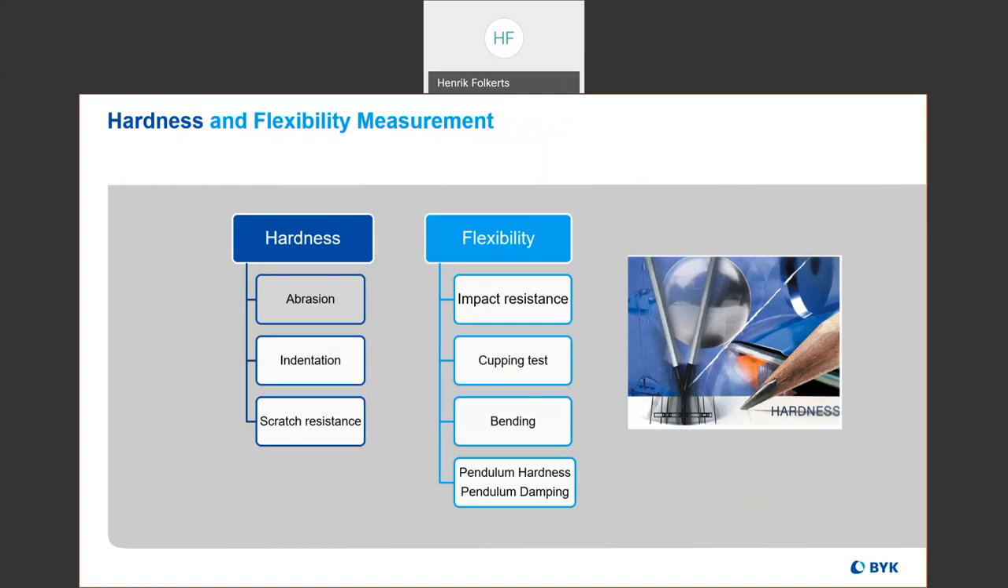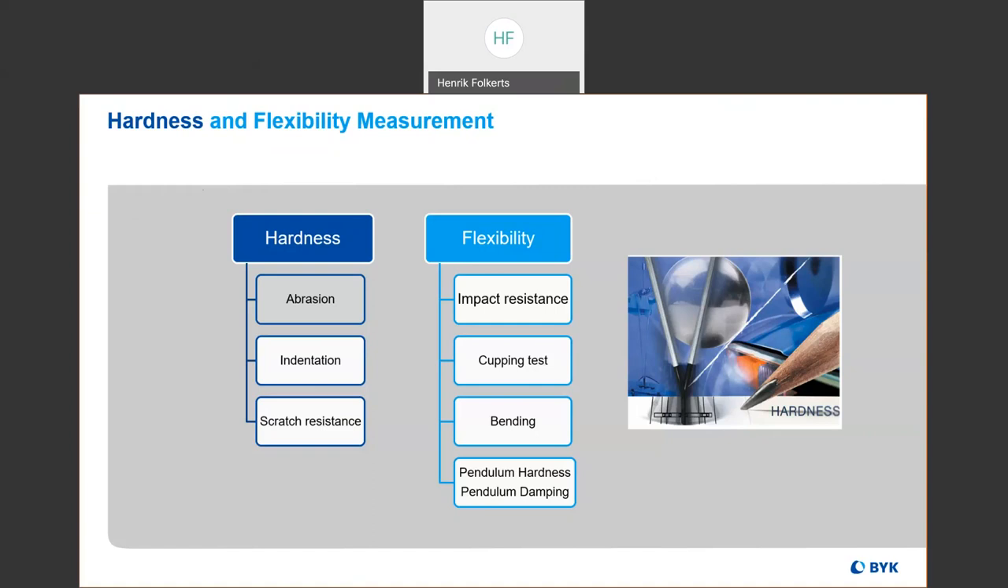How can you objectively measure hardness? There are three different types of hardness evaluations. The first one is abrasion hardness, the second one is the indentation hardness, and the third is the scratch resistance. In this webinar, we will not talk about the abrasion. This topic will be discussed in a separate webinar. Today, we will focus on indentation and scratch resistance.